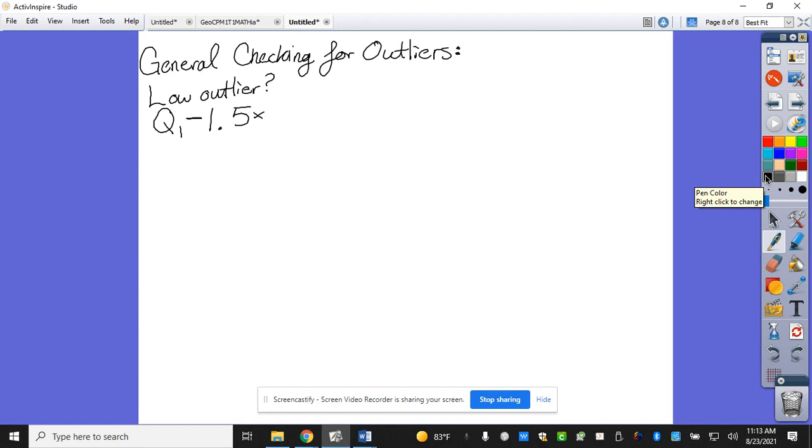So instead of putting box here, what is actually represented by the box? IQR. And then I'm just going to write anything below is outlier.